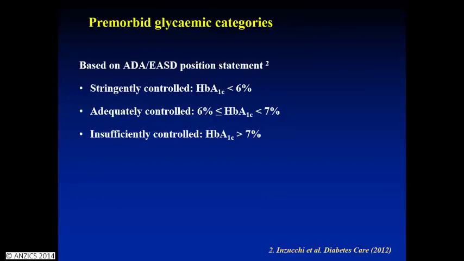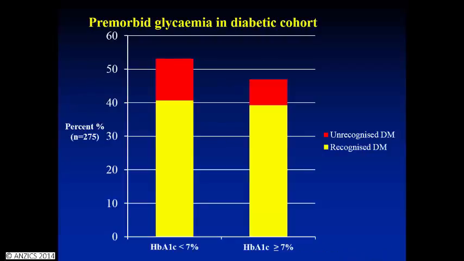We then went on to have a look at the diabetic group in a little more detail, and based on the American and European Diabetes Association guidelines, classified them according to their chronic control as stringently controlled, those with an HbA1c less than 6%, adequately controlled between 6 and 7%, and insufficiently controlled with HbA1cs greater than 7%. So those patients could be considered chronically hyperglycemic in the community prior to coming into ICU.